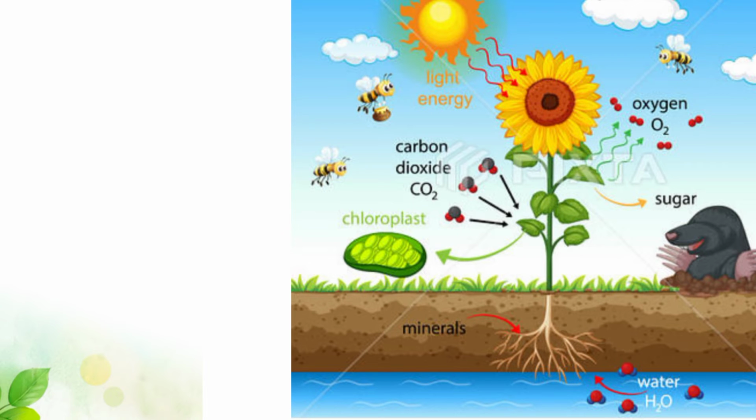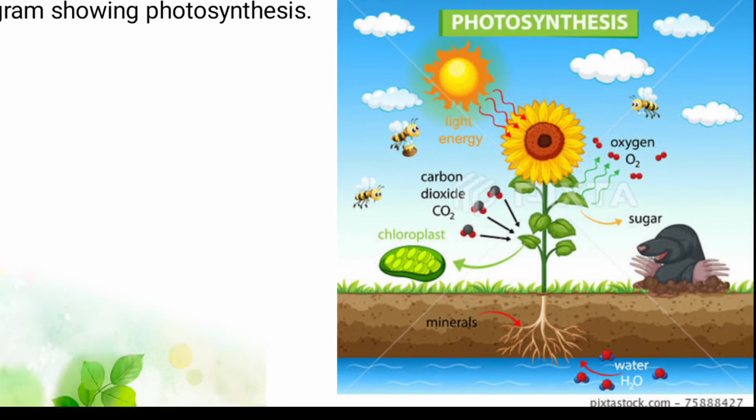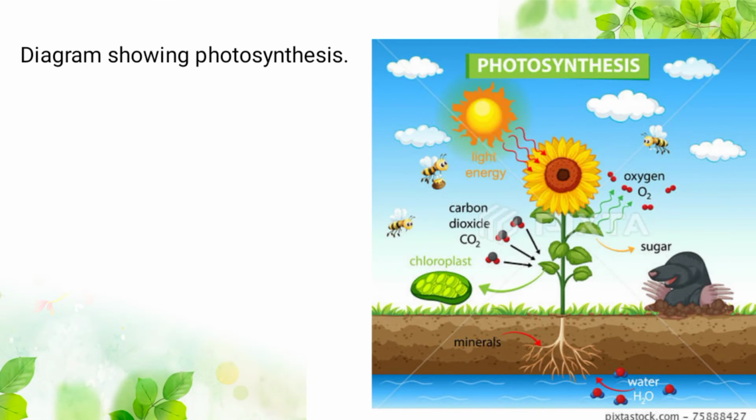You can see oxygen is being given out, so the animals are breathing oxygen, and animals are also eating these plants. So directly or indirectly we are depending on the plants for food. If there is no photosynthesis, there are no plants, and with no plants, there are no animals and human beings, and there is no life on the earth. So photosynthesis is very important for life to exist on the earth.